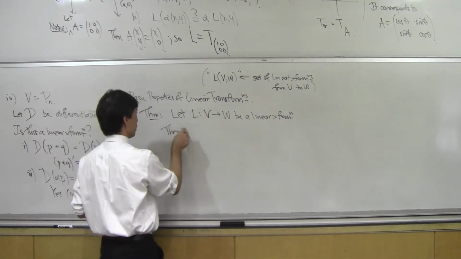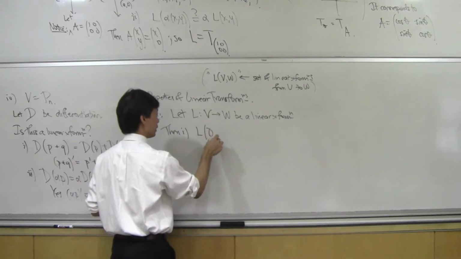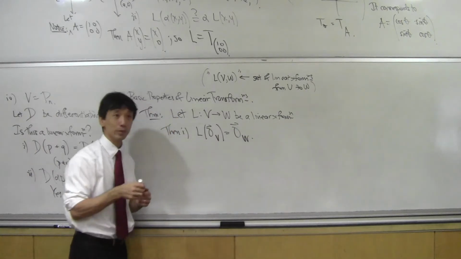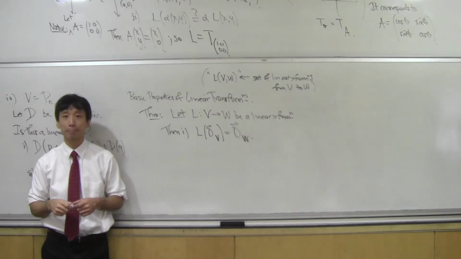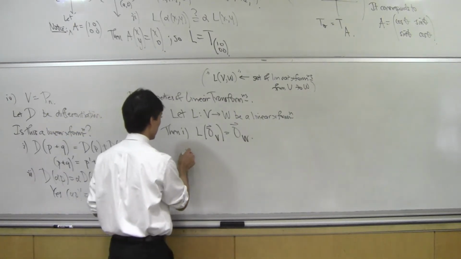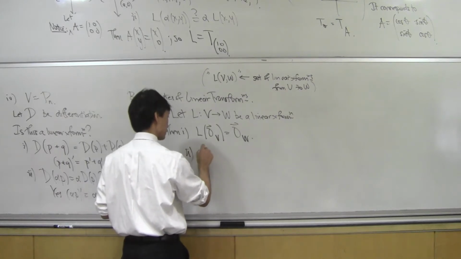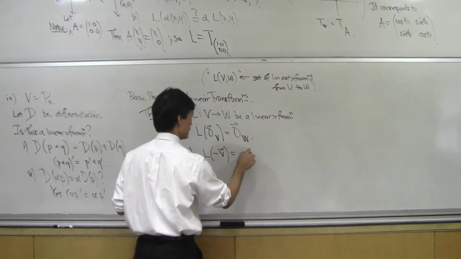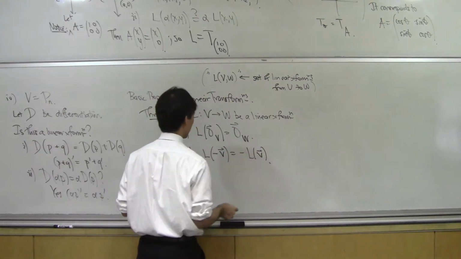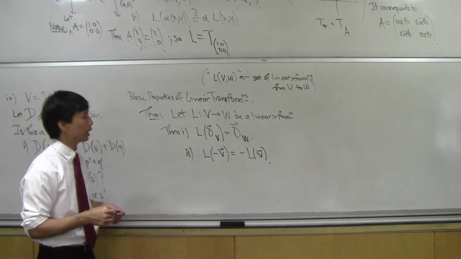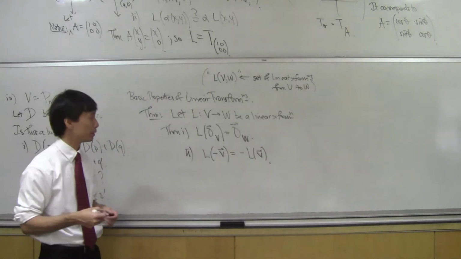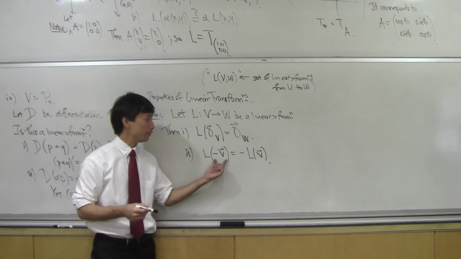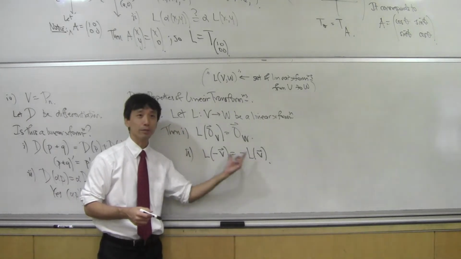Then L will take the zero vector in V and turn it into the zero vector in W. So L preserves the zero vector. Second, L of the additive inverse of a vector is the additive inverse of L of the vector. So L preserves additive inverses. The additive inverse of v gets sent to the additive inverse of L of v.